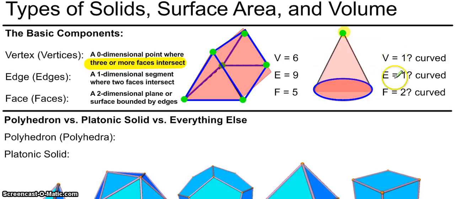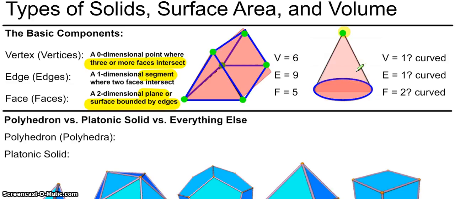What about the edge? Well, it turns out that an edge is supposed to be a segment, and a segment is straight. This is kind of like a circle. It's curved. So maybe there aren't any edges in a cone either. What about faces? Well, faces are a two-dimensional surface bounded by edges. And so, first off, maybe this bottom base isn't really a base because it's bounded by a circle and not an edge. And even this other face, this kind of curved face that tapers up, is not a plane, right? Planes are flat surfaces. They're not curved.